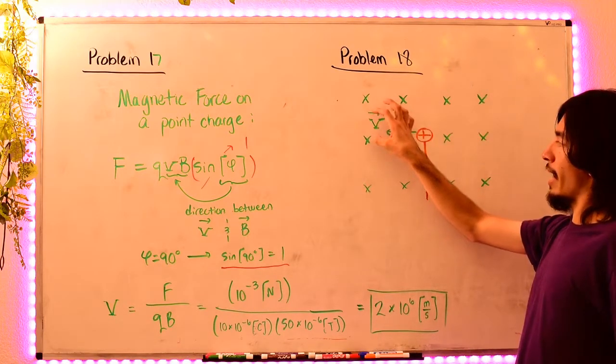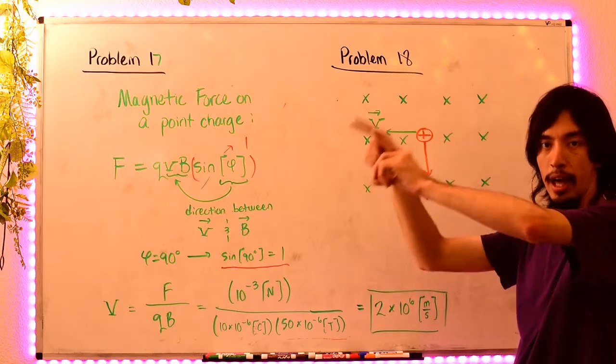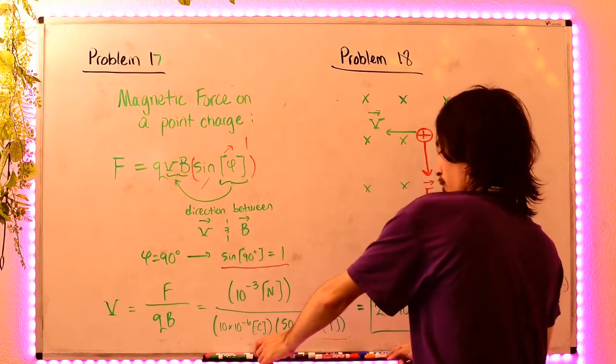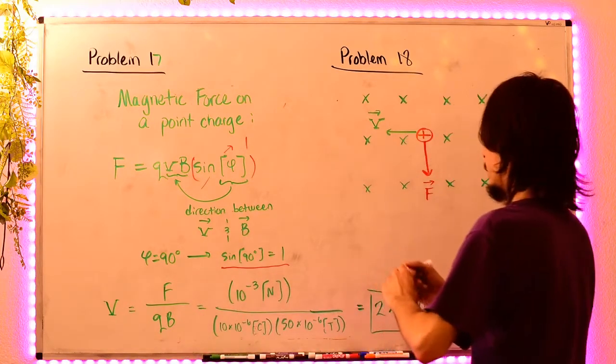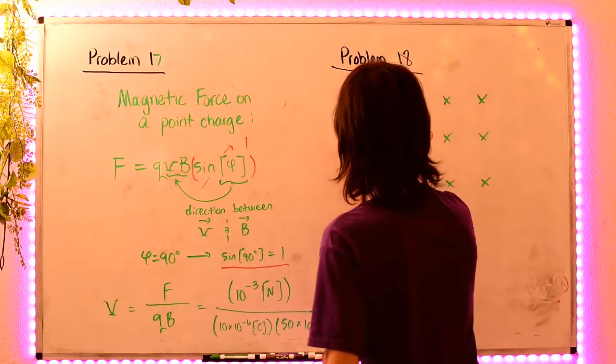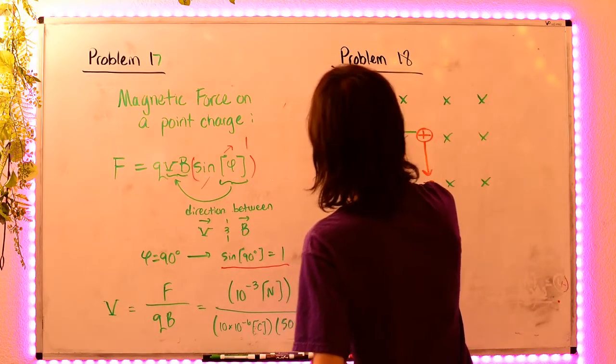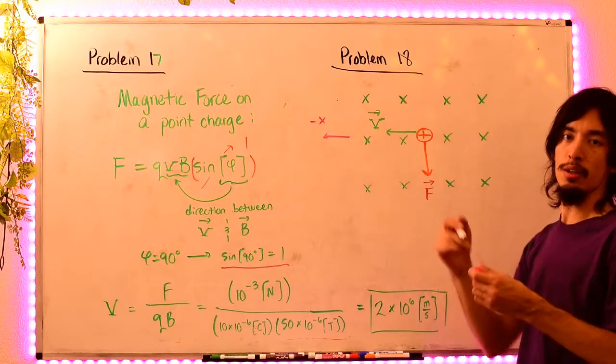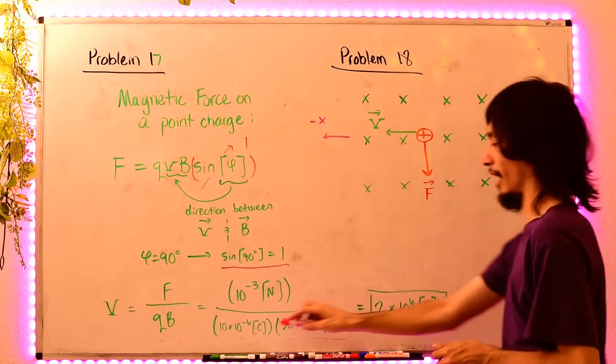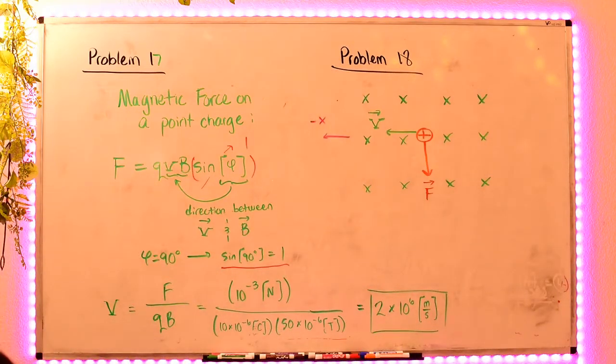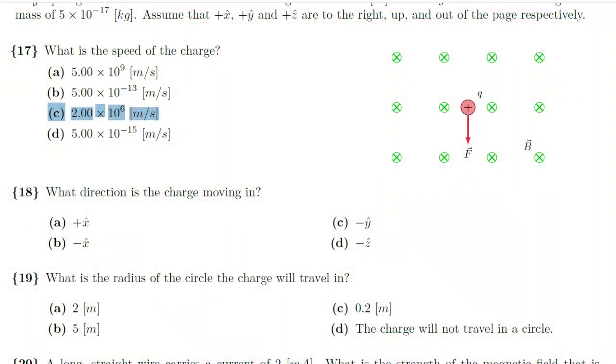So the answer is that the velocity is to the left, but in the standard coordinate system, this agrees with the negative x direction. So we're going to say in the negative x direction. And in our case, that would be the answer B. So negative x.